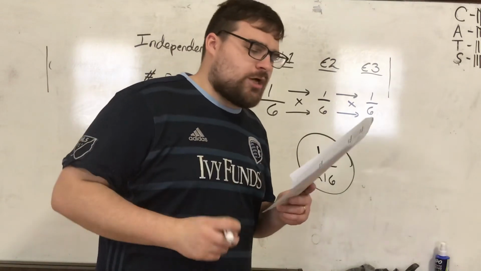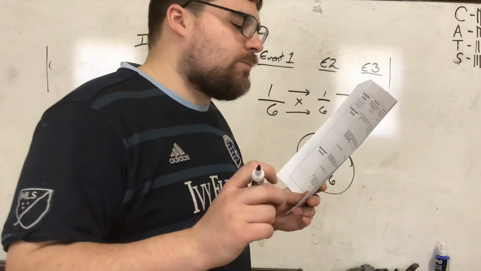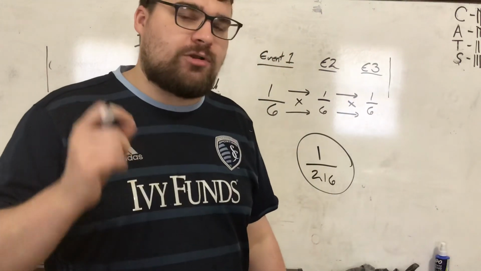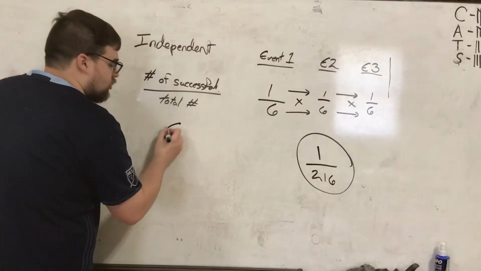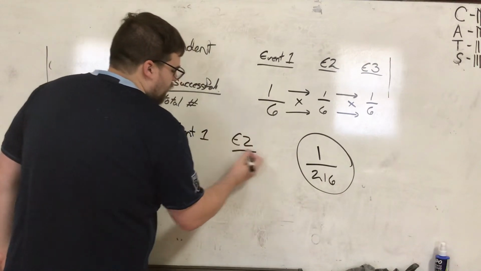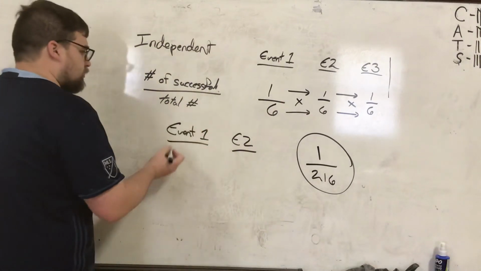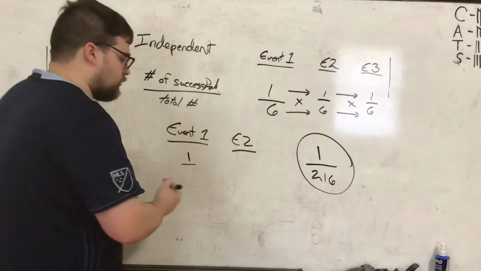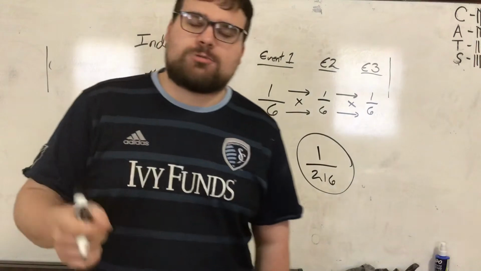A coin is tossed, then a day of the week is selected. What is the probability of getting a tails, then a day starting with the letter T? Okay, well, let's think about this. We have 2 events. The first event is flipping a coin, heads or tails. We want tails, so that's 1 successful outcome out of how many ways a coin can land? 2.